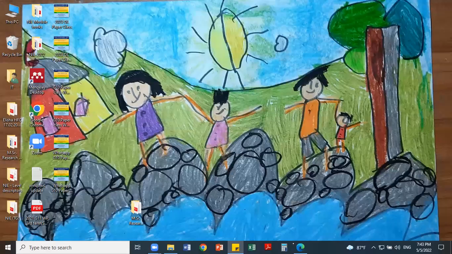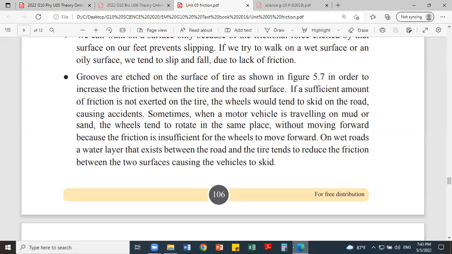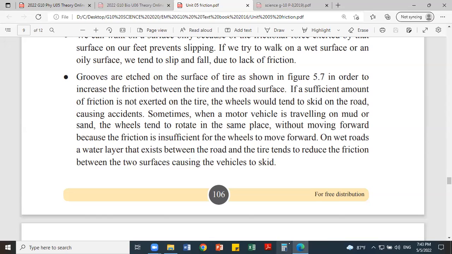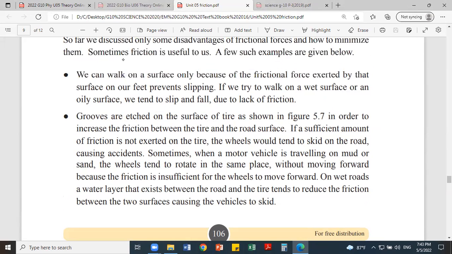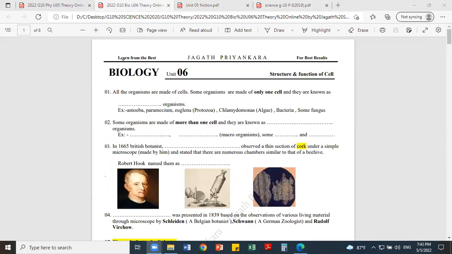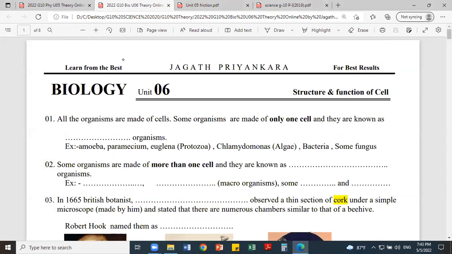Then we have to start with this. Biology, chapter 6. How many of you have got the printout of this? Please raise your hand those who have got the printout of the 6th lesson. We will start with this now.